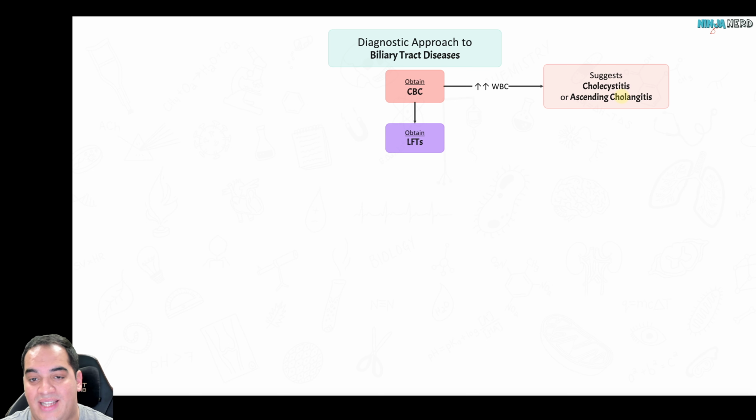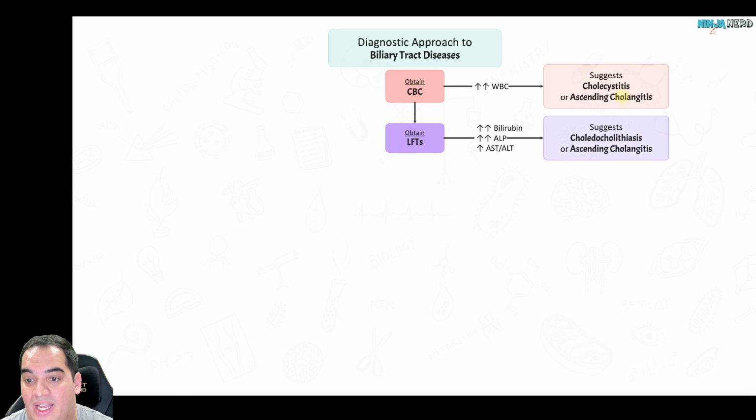Let's get some LFTs and take a look at them. If there's a high bilirubin, a high alkaline phosphatase, and maybe a mild increase in the AST and the ALT, that tells me there has to be a stone somewhere in the common bile duct. So if I have a high white cell count and high alkaline phosphatase and bilirubin levels, I know that it has to be ascending cholangitis.